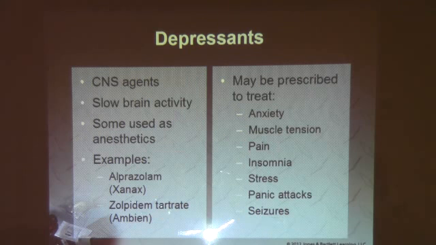Depressants. Depressants are CNS agents that slow brain activity. They may be prescribed to treat anxiety, muscle tension, pain, insomnia, stress, panic attacks, or seizures. Some central nervous system depressants are used as anesthetics. Examples include Ativan, Valium, Xanax, and Ambien.